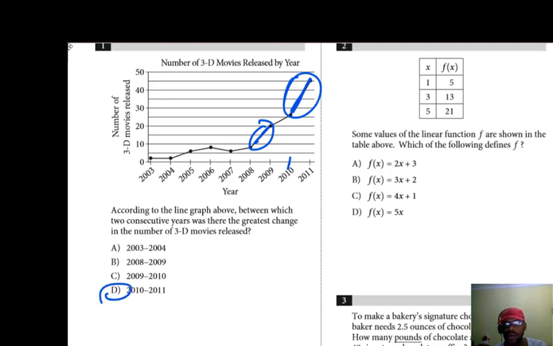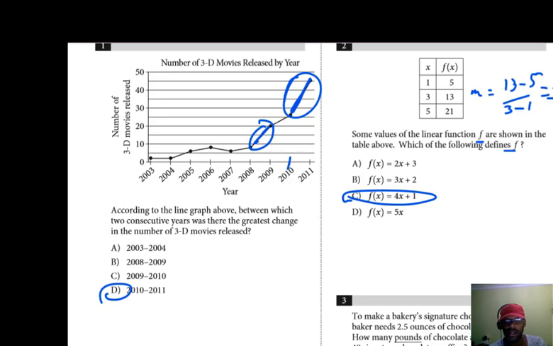Okay, the second one. Some values for the function f are given in a table. Choose the following, define f. You can just directly substitute, that's one strategy, or you can find the slope. For example, the rate of change is 30 minus 5 over 3 minus 1, that's one way. So 8 over 2, which is 4. So the only choice that contains 4 is C.